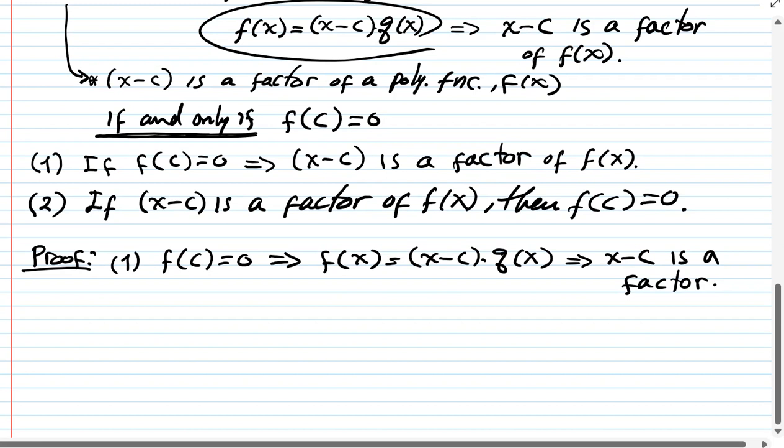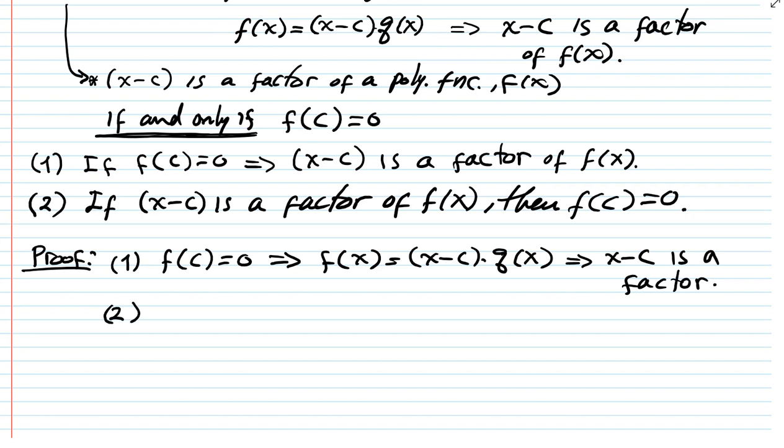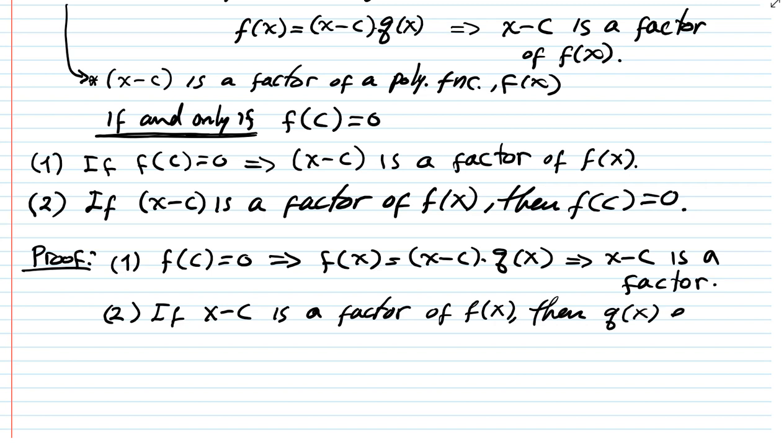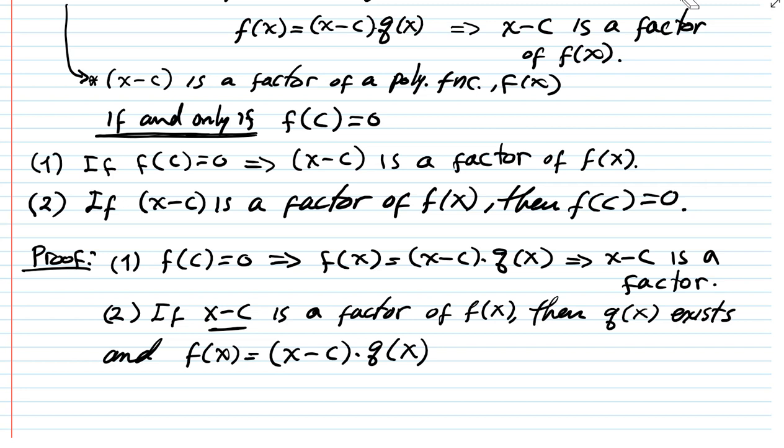To prove part 2 of this theorem, if x minus c is a factor, we are given that now. That becomes the hypothesis of the theorem. So if that is a factor of f of x, then that means the quotient q of x exists, right? It exists, and f of x can be written as x minus c times q of x, because we're assuming x minus c is a factor, so f of x can be written in this form.